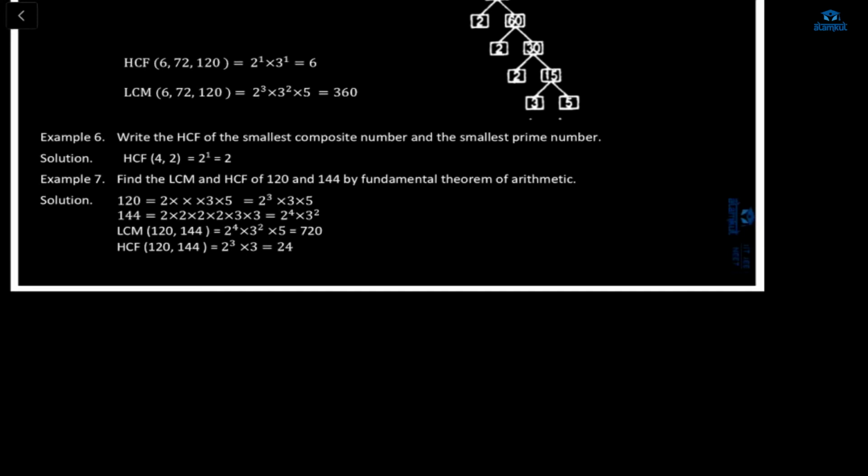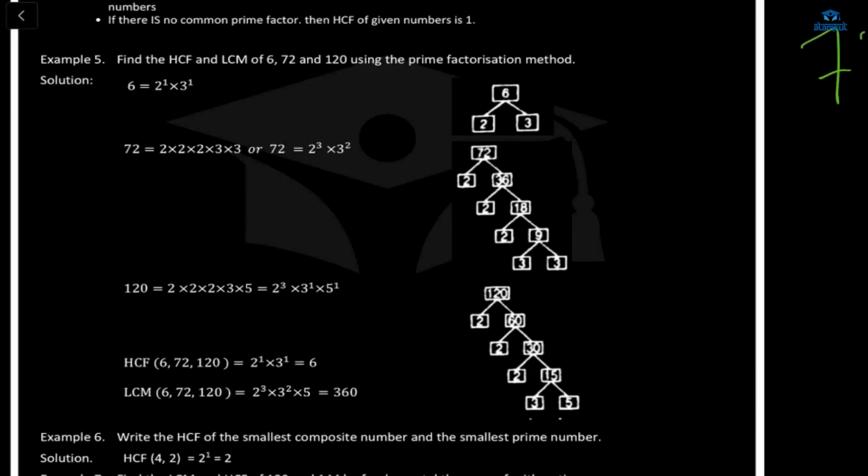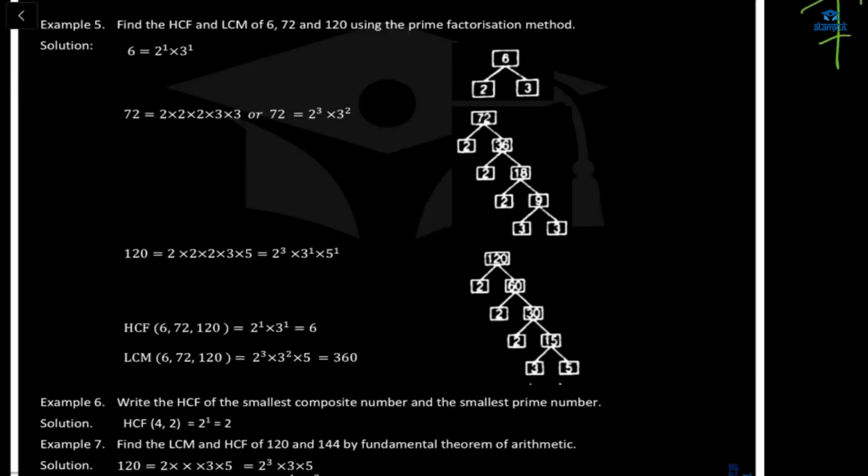For the LCM, we take the factors with the highest power, even if they are not present in all the numbers. In 6, 72 and 120, the highest power of 2 is 3, the highest power of 3 is 2, and the highest power of 5 is 1. So we take 2 to the power 3 into 3 to the power 2 into 5, which is equal to 360. That is our LCM.